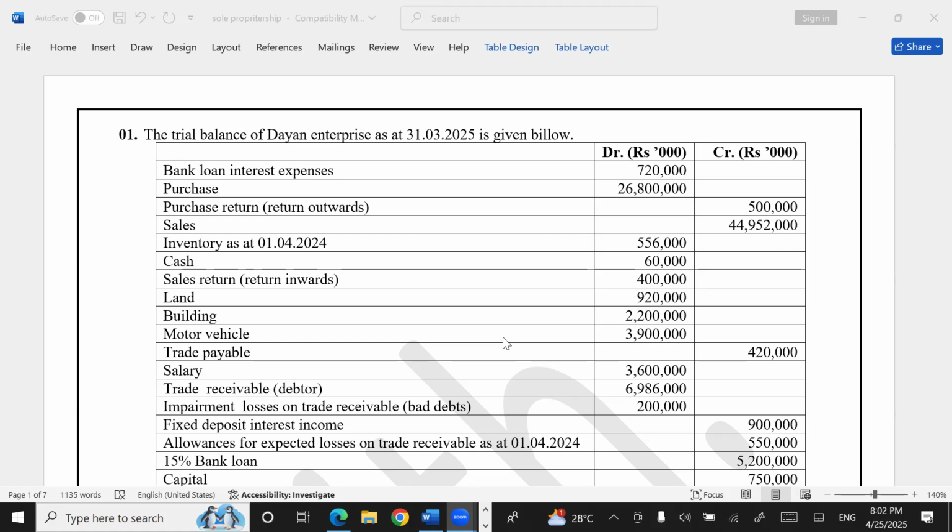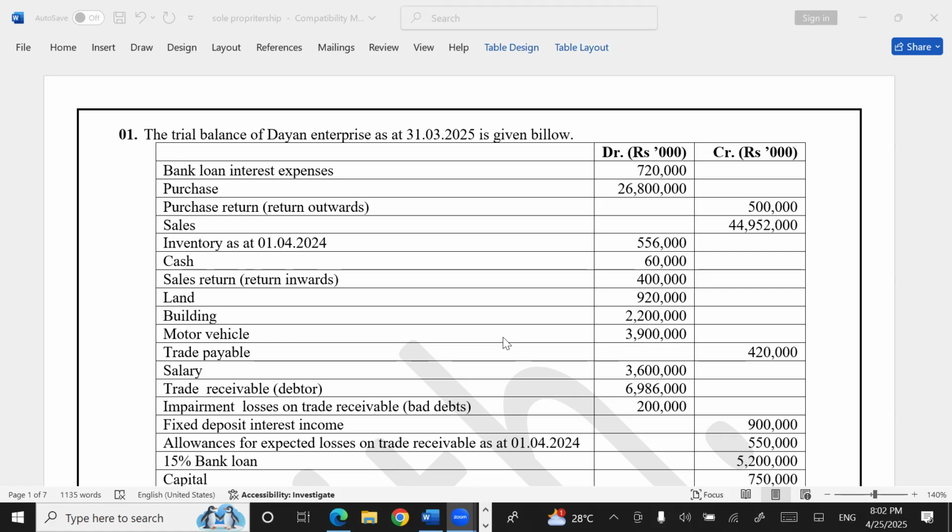Then, based on the trial balance, if the trial balance is not equal, error correction should be done. Error correction. Then adjustment. After that, you have to know how to prepare the financial statements.